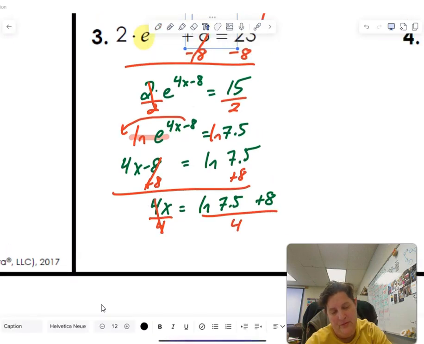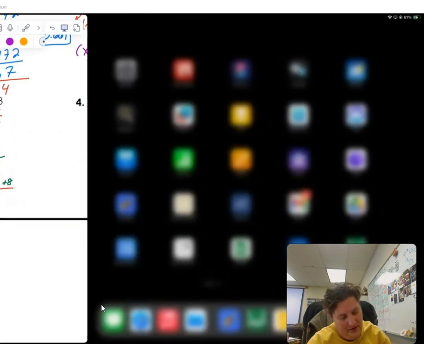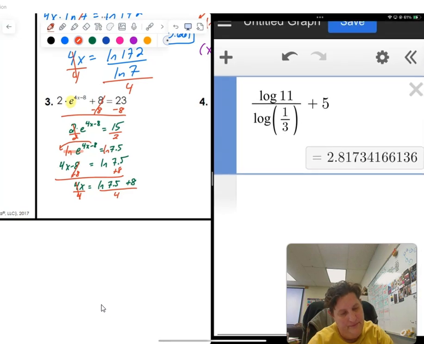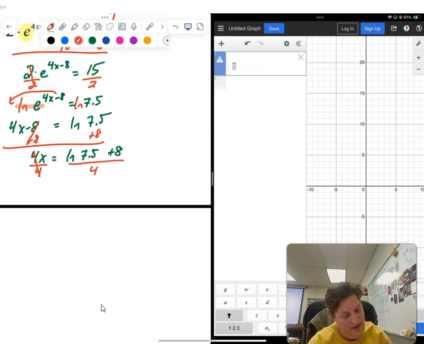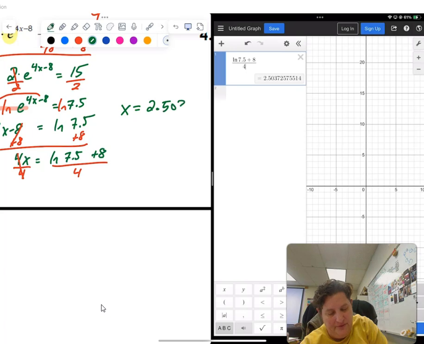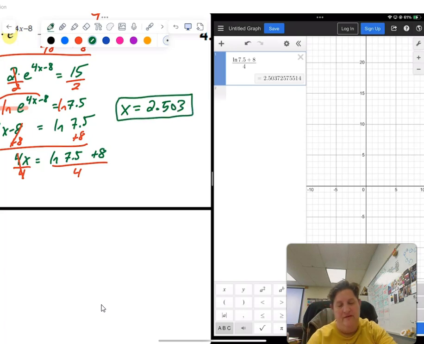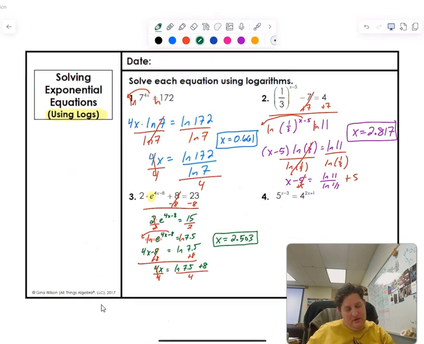Okay? So we go like this. Sorry. All right. We're going to go ln 7.5 plus 8 over 4. Okay, and there's my answer. 2.503, or of course if you round to 2.504, that is fine also. Okay, so that's when you take the log or ln on both sides.